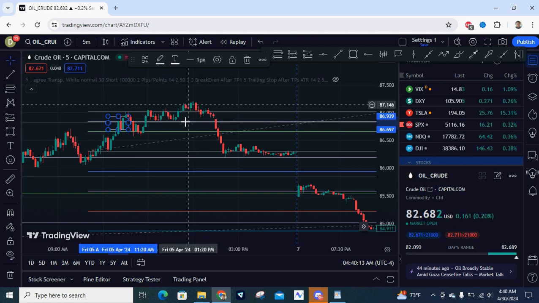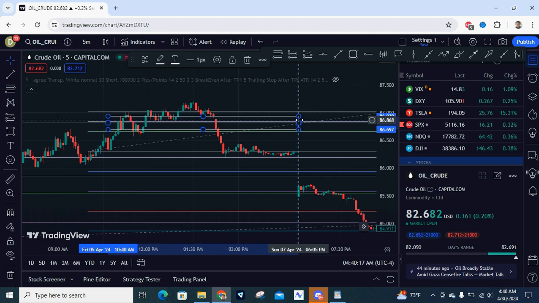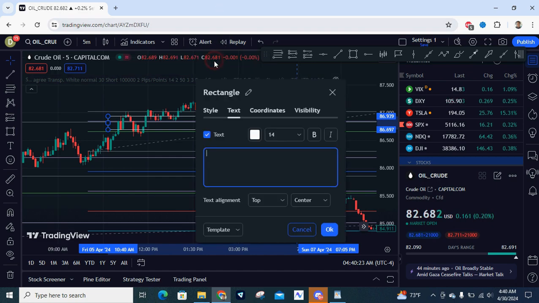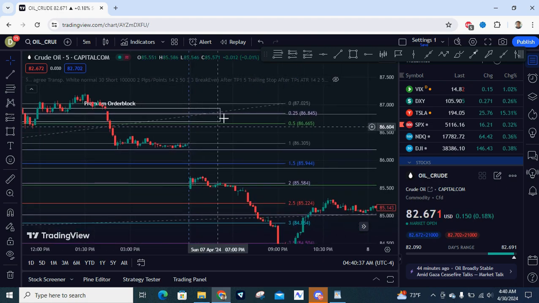Yes, I can go further away from the 25%, but I don't need to further refine it because this is based on a daily. I don't need to further refine my entry because I know what's going on a daily. Premium order block on a 5-minute. Okay, I think I got all my explanations.